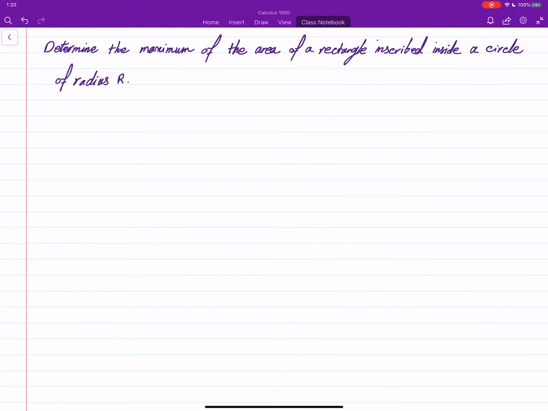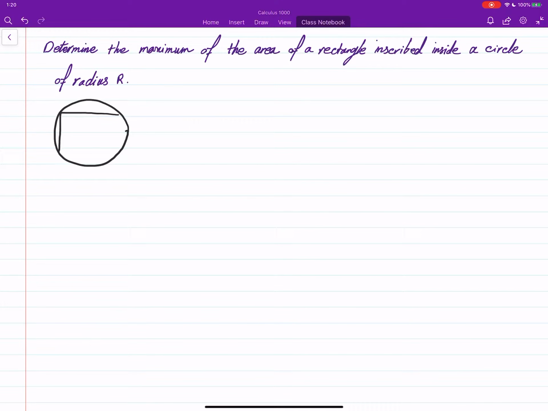Hi, in this video we will do an example for optimization. We want to maximize the area of a rectangle inscribed inside a circle of radius r. So we have a circle of radius r and we want to inscribe a rectangle inside this. You see, there are different rectangles you can inscribe inside a circle, and we want to maximize the area.